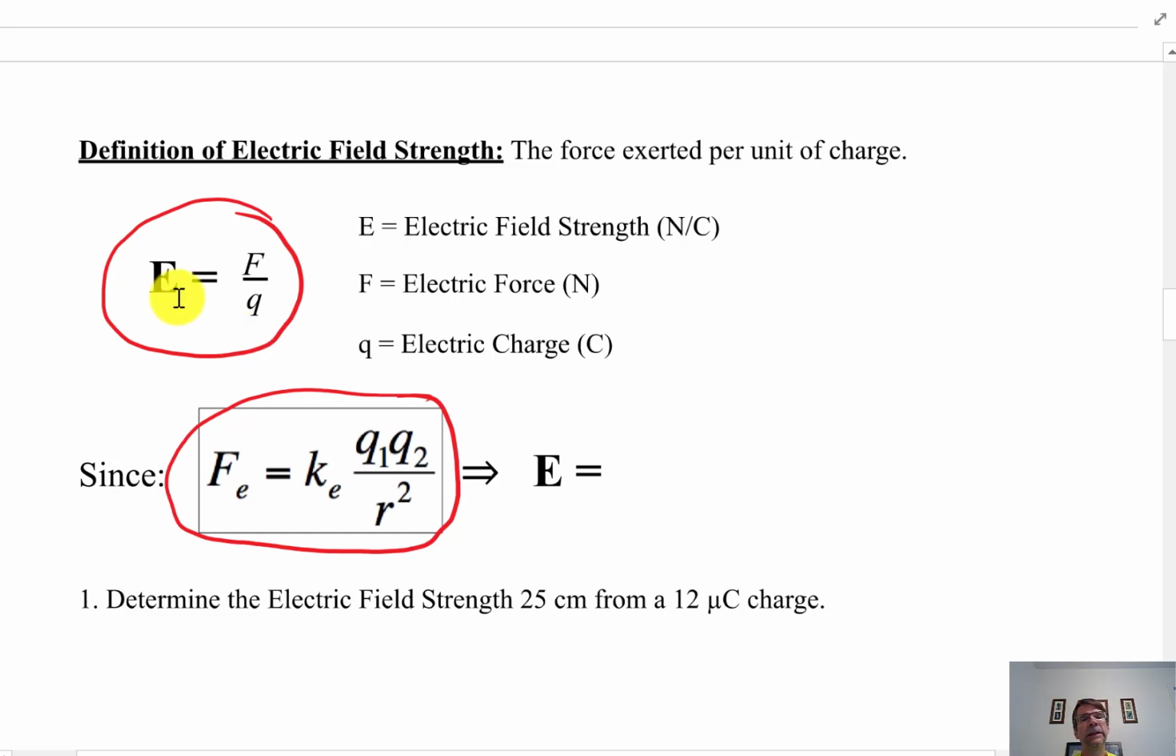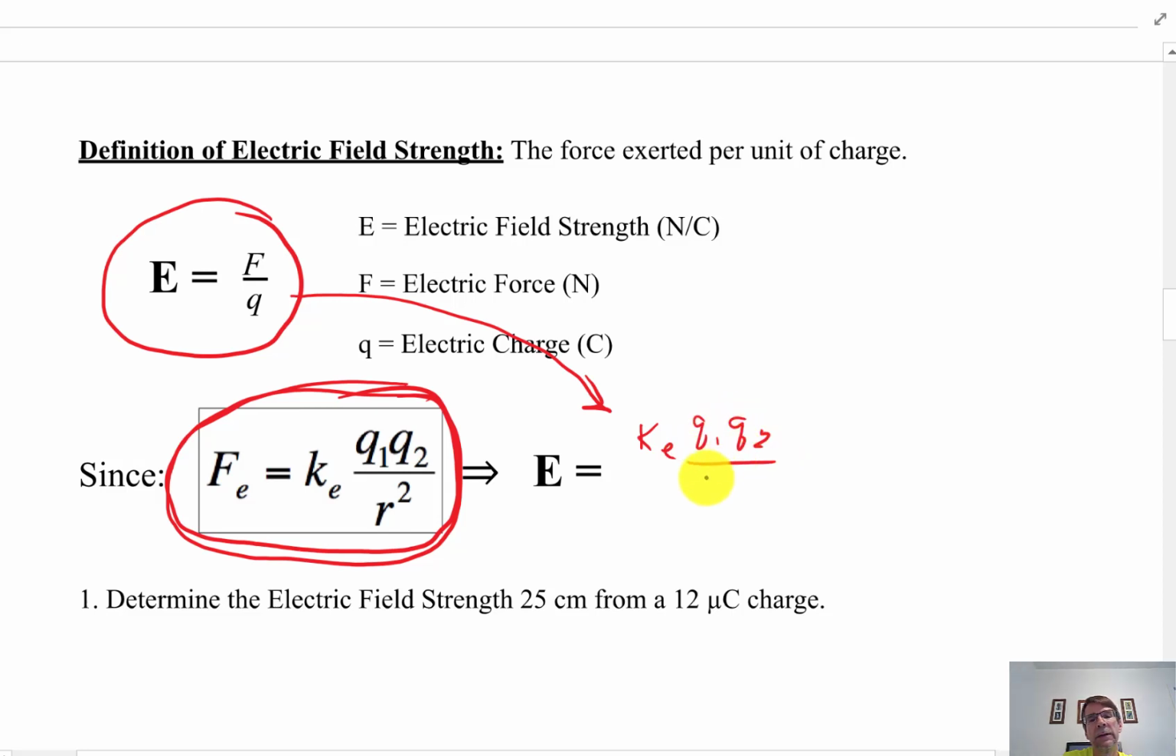But E is electric field strength, equals F, a force over a charge. We're going to practice this a lot because it's easy to get the two concepts confused. I guess they look a lot different in these equation forms, but it turns out that E equals F over Q, so that's K sub E times Q1 times Q2 over R squared, all divided by Q.